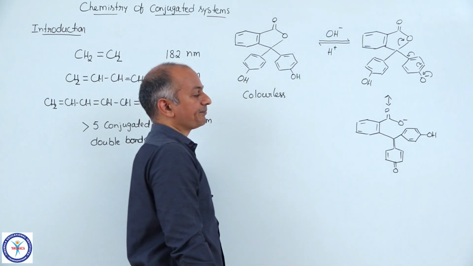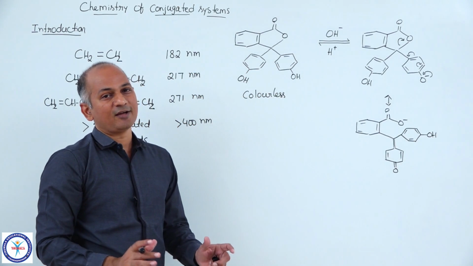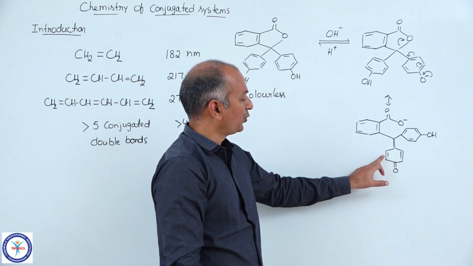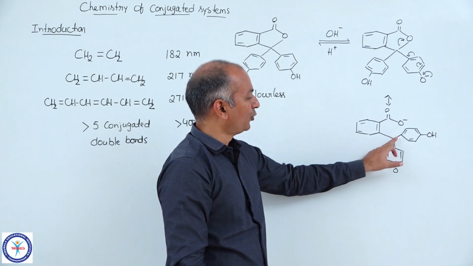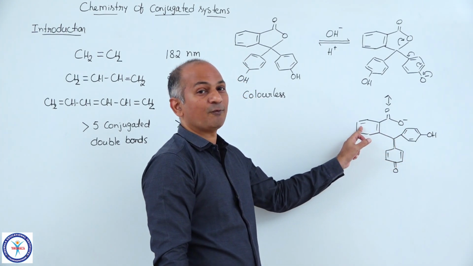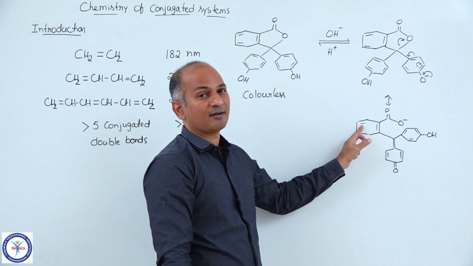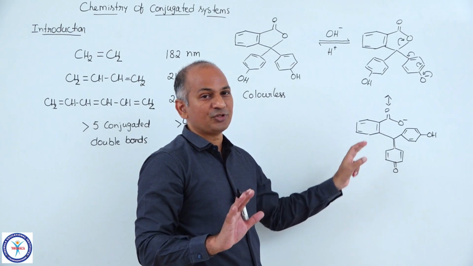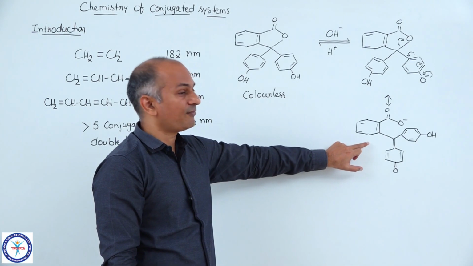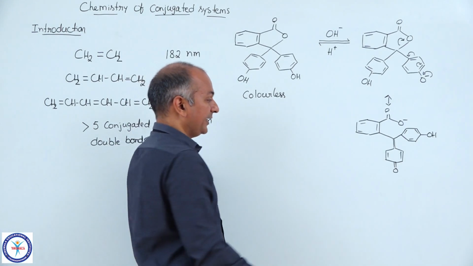Now that is the structure. And you see that. How many pi bonds are in conjugation? Now, if you start from here, 1, then 2, then 3. If you go that way, 3 more, 6. If you come this way, 4 more, 7. So, minimum 5 conjugated system. Yes, that is definitely there in the conjugate base of phenolphthalein, and it is colored.